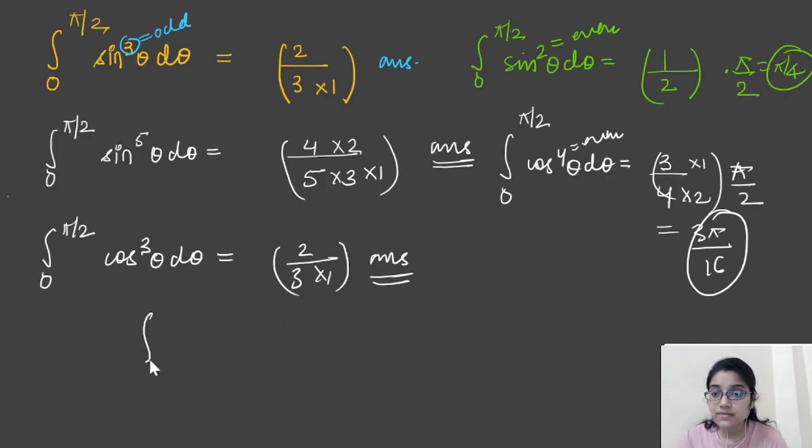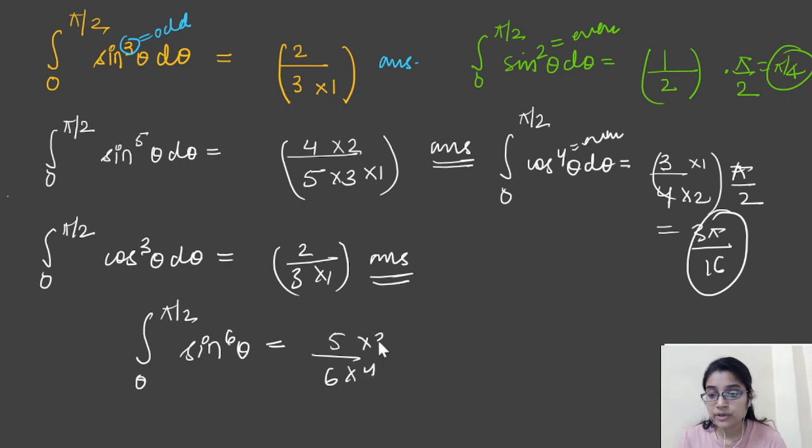So similarly, if somebody asks you 0 to pi by 2 sin raised to the power 6 theta, first you will see 6, this is an even number. Now you start the process. 6, 5, 4, 3, 2, 1. And since 6 is an even number, you will multiply by pi by 2 and you will get your answer very nicely. Fine, so I hope now this trick is very clear to all of you.